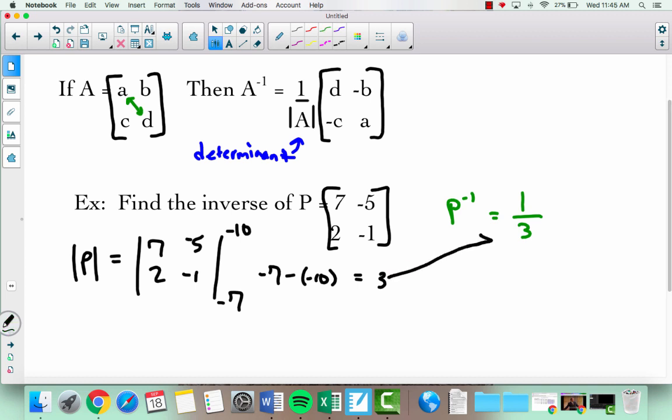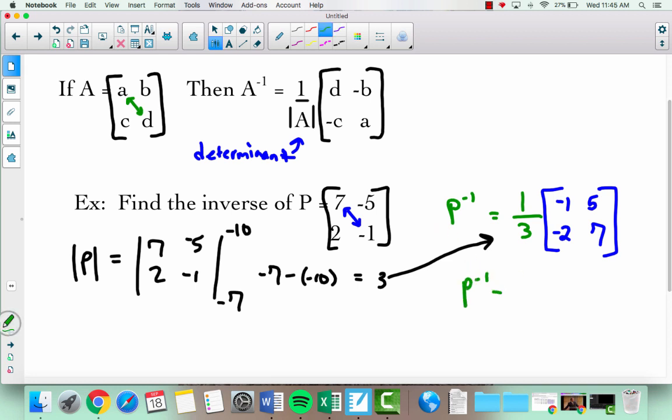And then the part that's after is where we do our switching. So we're going to switch the main diagonal. So 7 and -1 get flipped. And then on the other diagonal, we change the signs. So -5 becomes +5, and 2 becomes -2. And now all we have to do is multiply these things together.